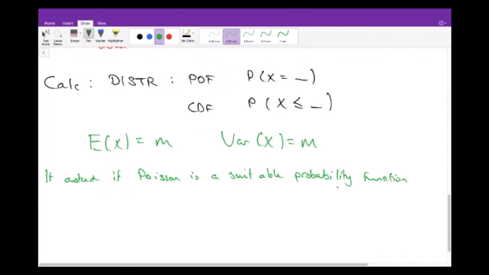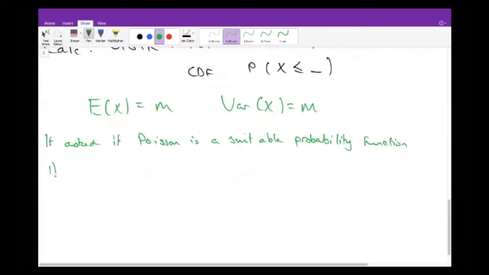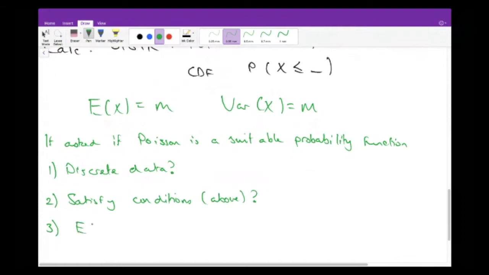there are a couple of things we can check. One, is it discrete data? Two, does it satisfy the conditions of the roughly constant rate? So those are the ones that are above. And three, is the expected value of the mean roughly equal to the variance?